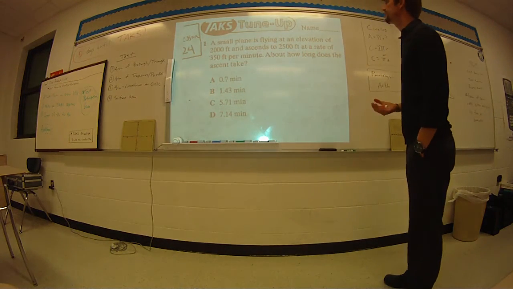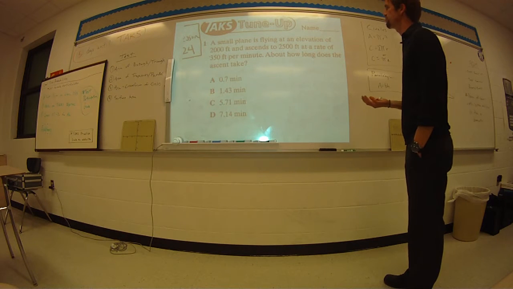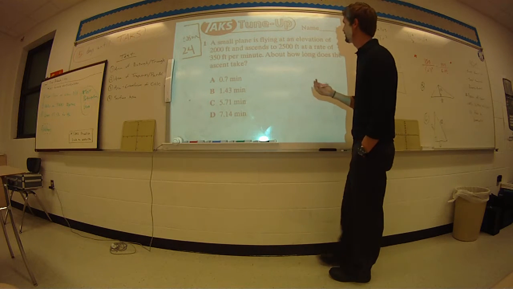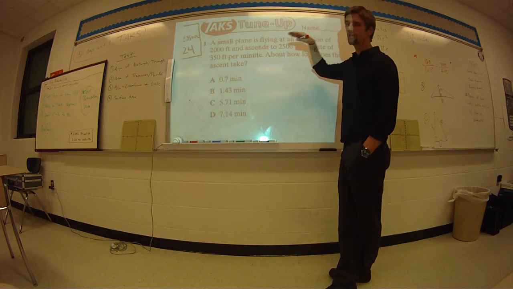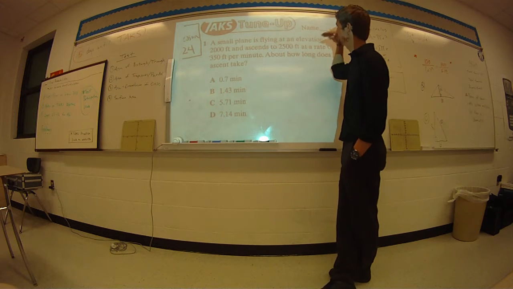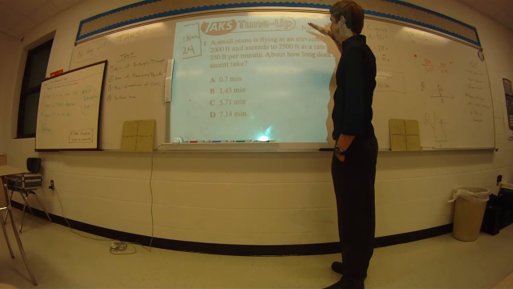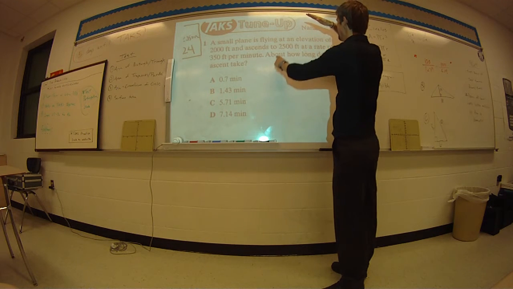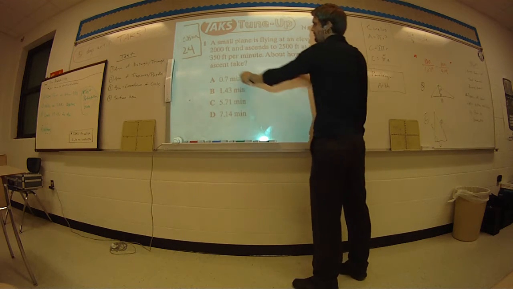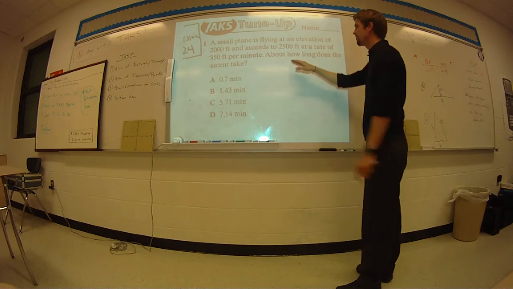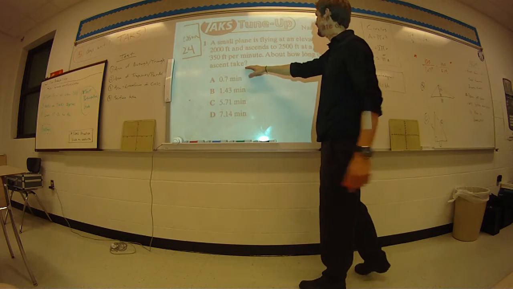A small plane is flying at an elevation of 2,000 feet. Okay, right, so that means elevation is how high he's at. So he's flying at 2,000 feet. He ascends, which means he goes up, to 2,500 feet at a rate of 350 feet per minute. About how long does the ascent take?